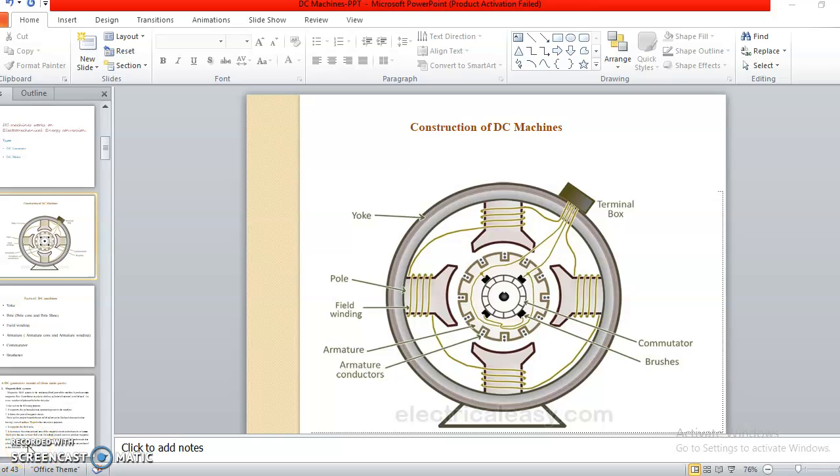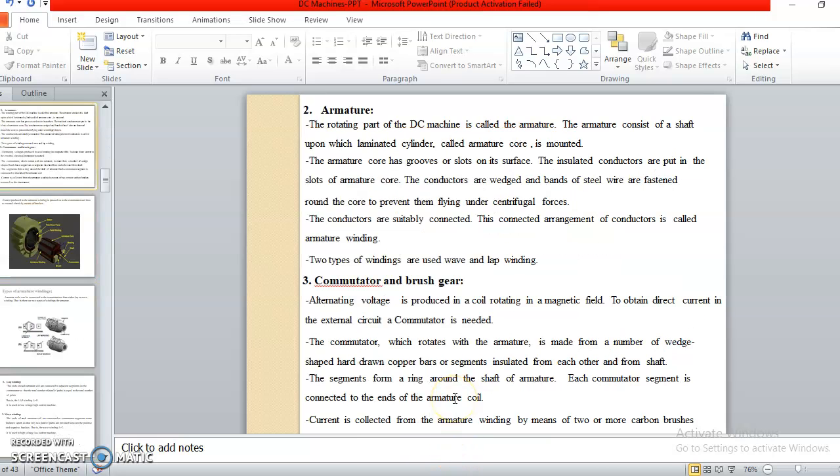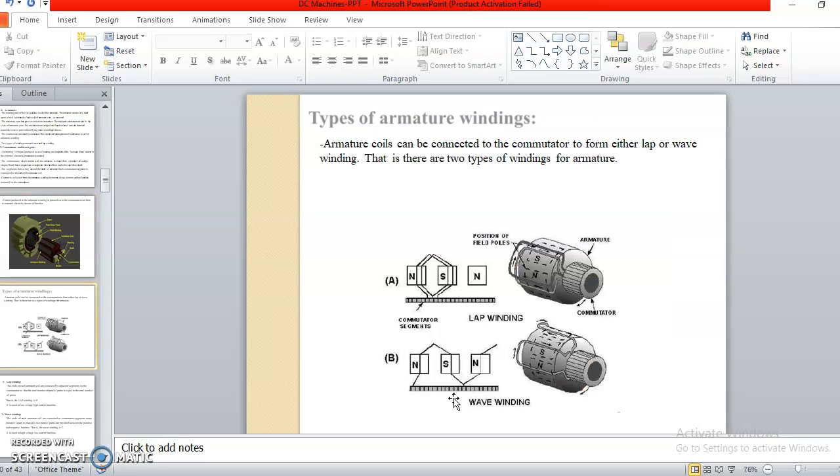Now whatever induced EMF is there, it is present in each and every conductor. So to collect it at the output side, we require armature winding. There are two types of armature windings we use in the generator. The first one is the lap winding, and the second one is the wave winding.